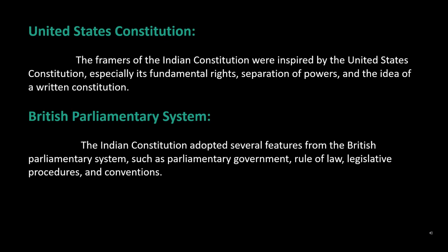United States Constitution. The framers of the Indian Constitution were inspired by the United States Constitution, especially its fundamental rights, separation of powers, and the idea of a written constitution.